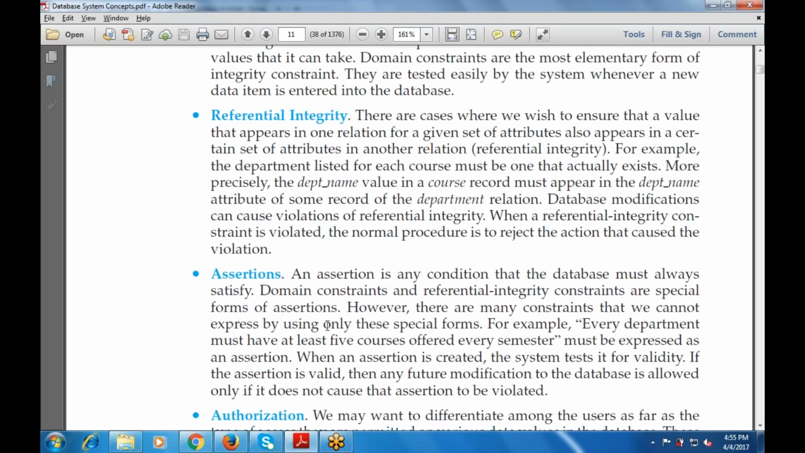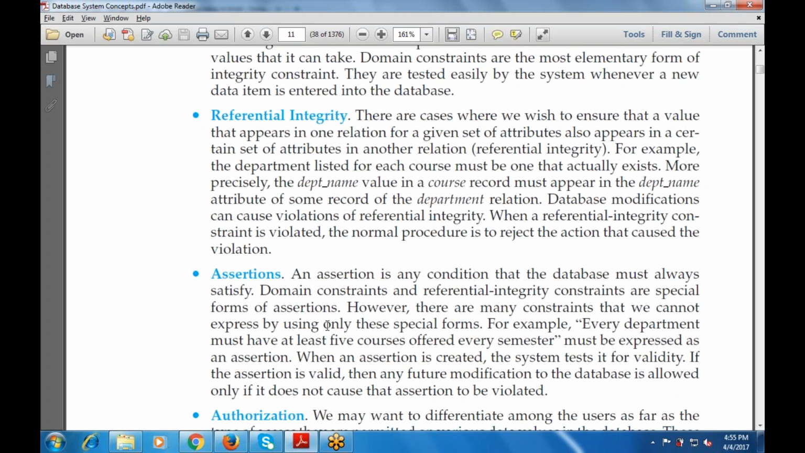The next one is assertions, that is any condition, any scenario that the database must always satisfy. Domain constraints and referential integrity constraints are special forms of assertions. However, there are some other constraints that we cannot express using these special forms. For example, every department must have at least 5 courses offered every semester. That must be expressed as a condition.